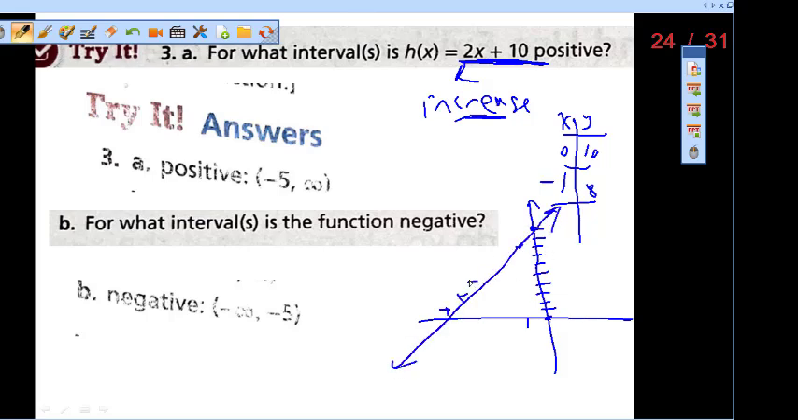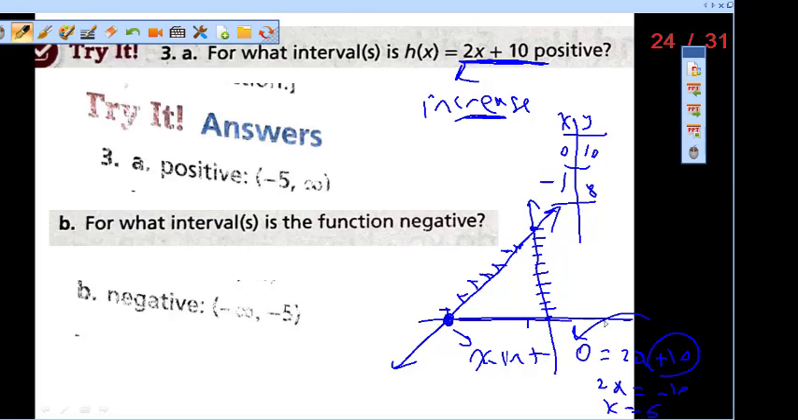above x, it means it's positive. He asked for positive, it means I must get the x-intercept. I must get the x-intercept, guys, by setting y to 0. 2x plus 10, I'll take it to the left. 2x equals negative 10. Okay, it means x is negative 5. It means from negative 5 until infinity, my y is positive.